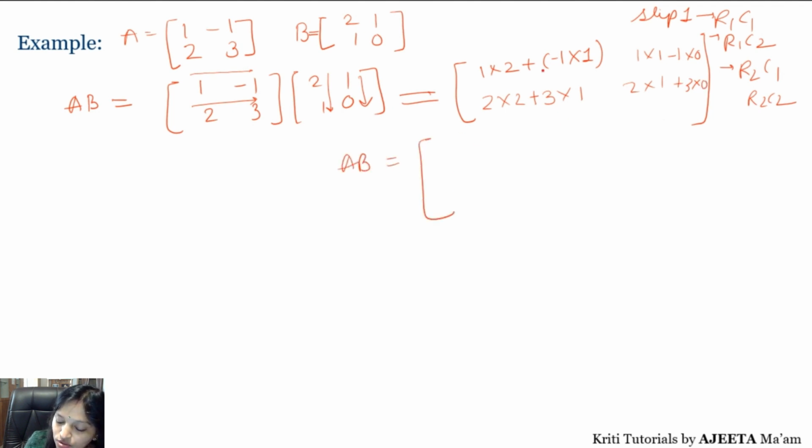Let's make it out. 2 minus 1, 1. 1 minus 0, 1. 4 plus 3, 7. 2 plus 0, 2. So this is your AB. Check. Now let's find BA.